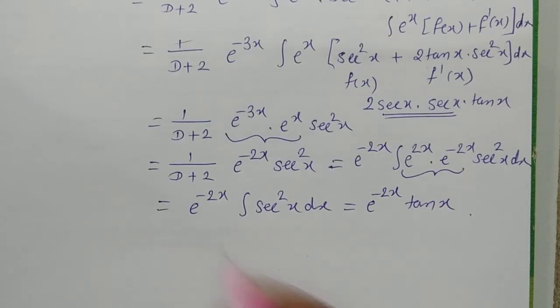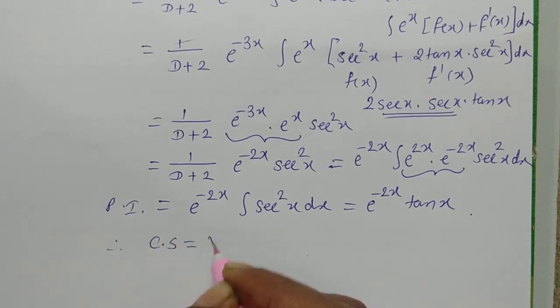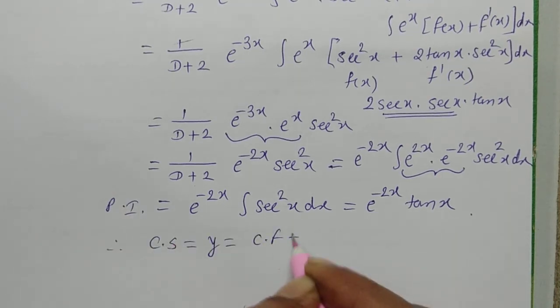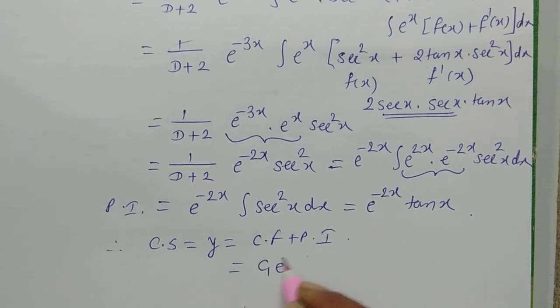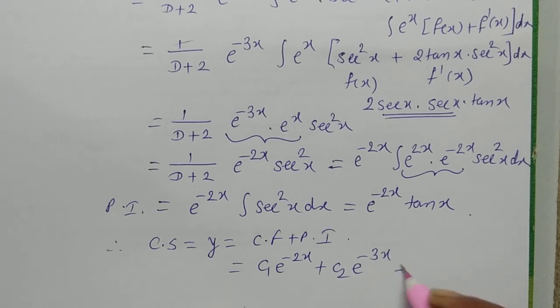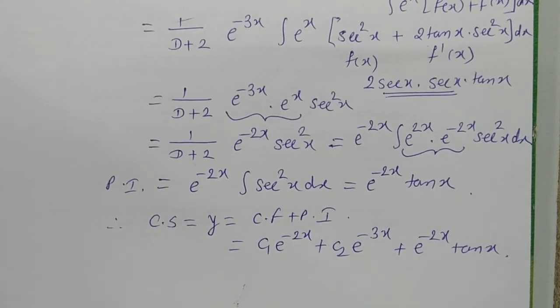That's it. This is our PI, and then we will write the complete solution, that is CF plus PI. So it is C1 e raised to minus 2x plus C2 e raised to minus 3x plus e raised to minus 2x tan x. So in this way we will find the complete solution by using the general method.